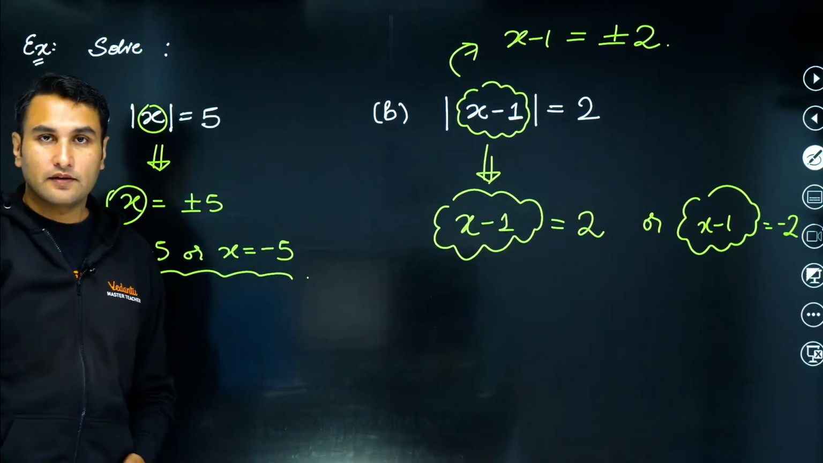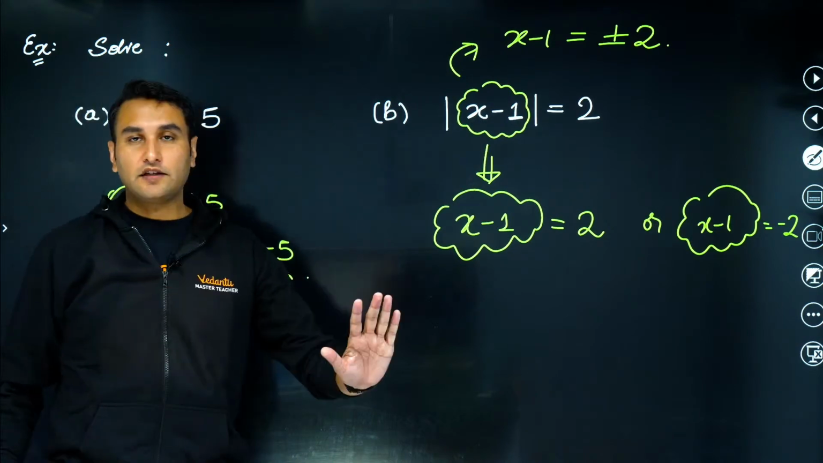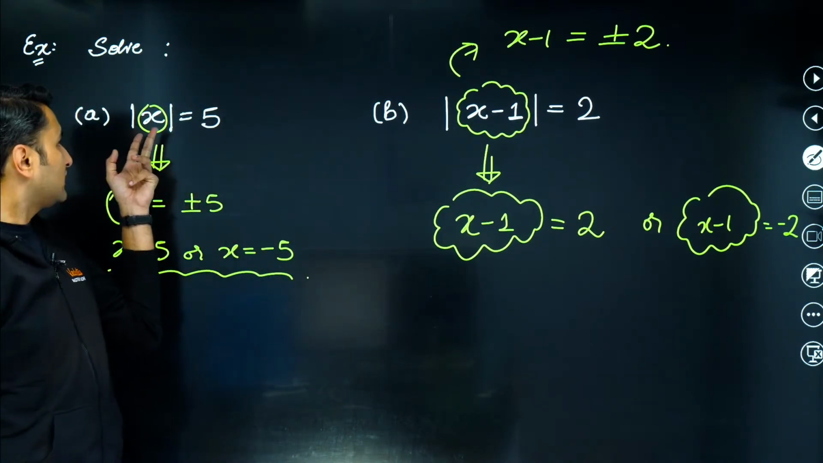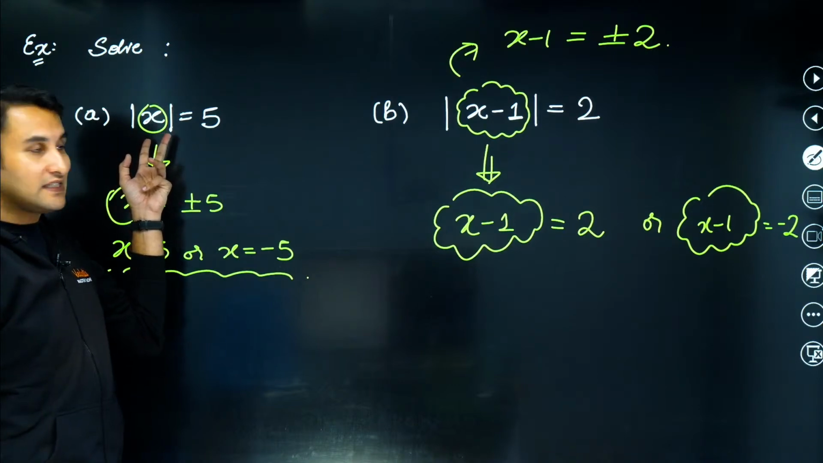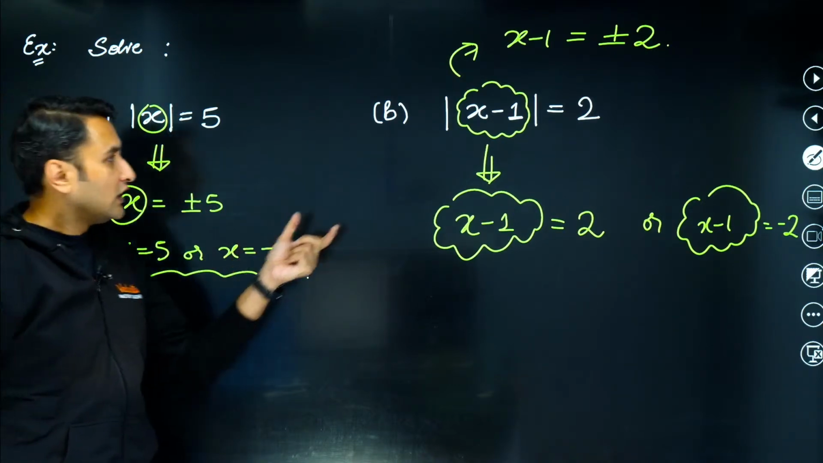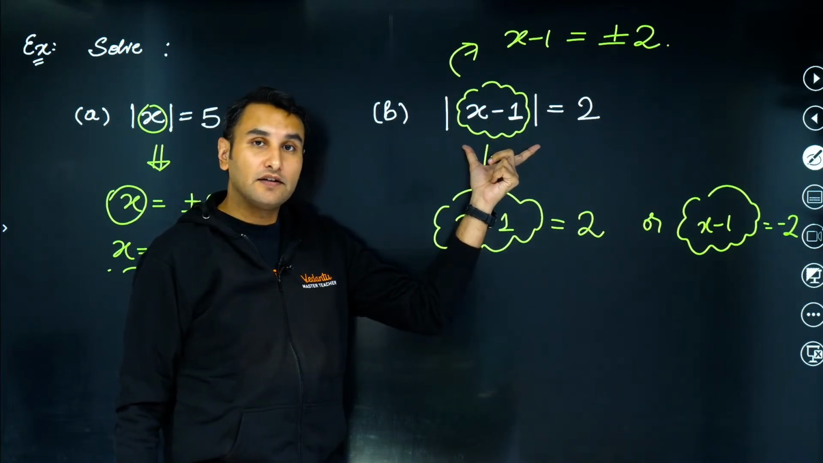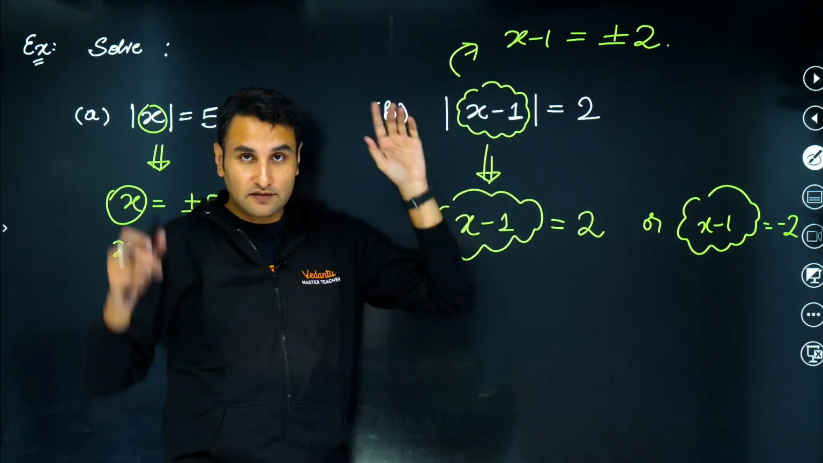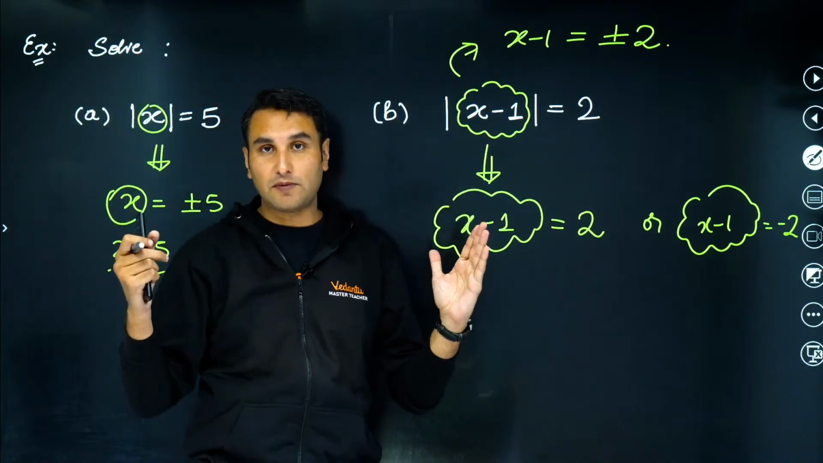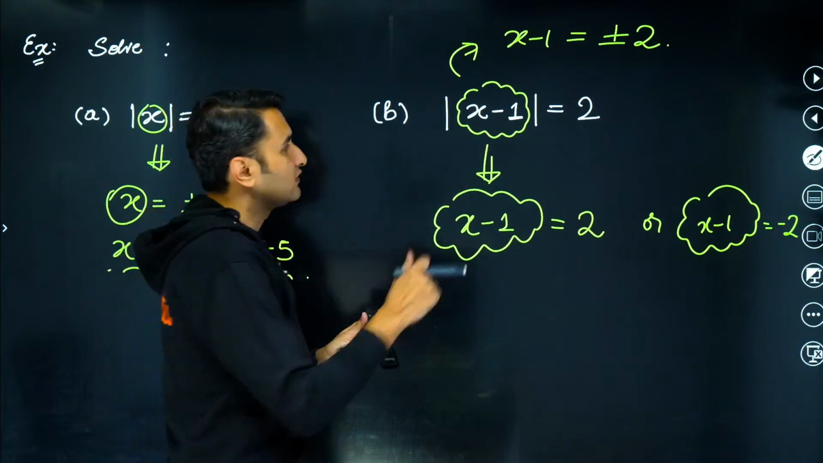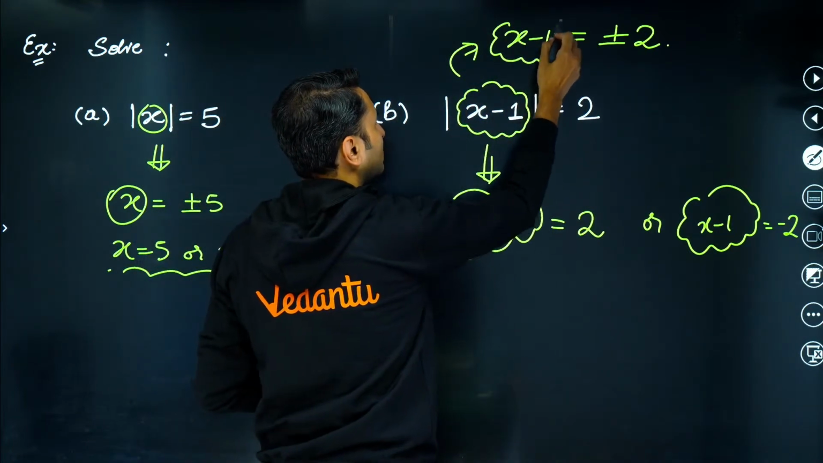Clear? Right? So again, quick revision. Mod x equal to 5, we learnt, means the input is either plus 5 or minus 5. Now bachcho, what is the input for the modulus? Who's coming inside the ashram? Modulus is the ashram of Baba. Who is coming inside? X minus 1 is coming inside.